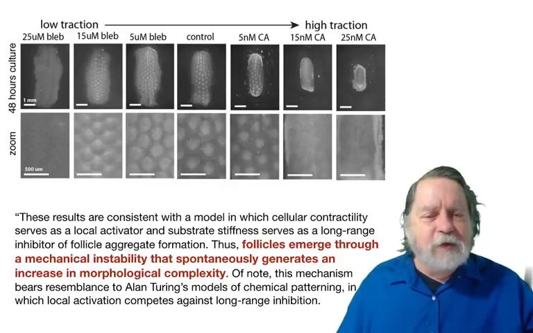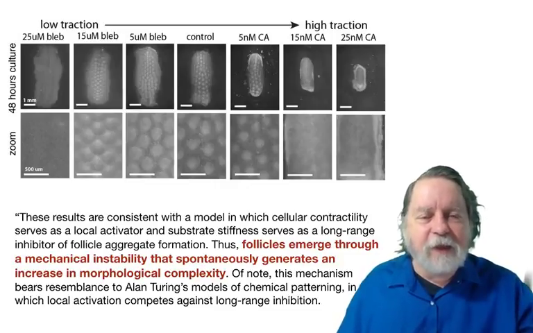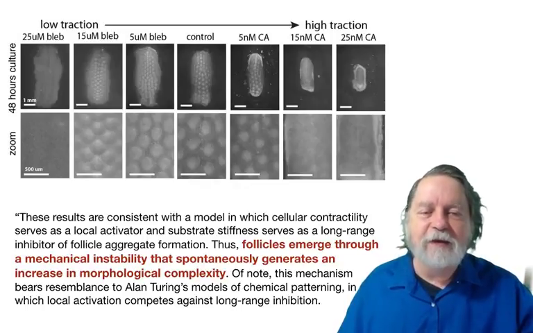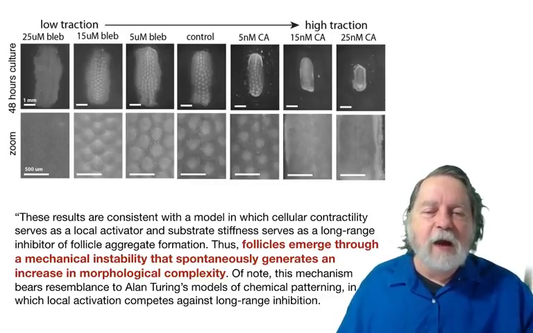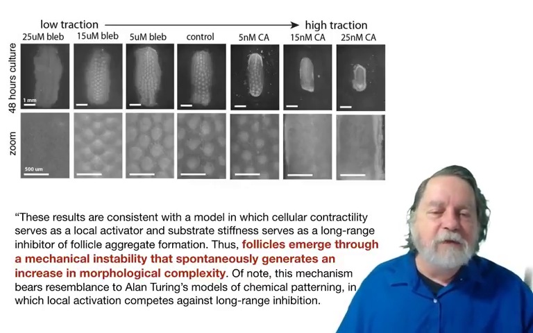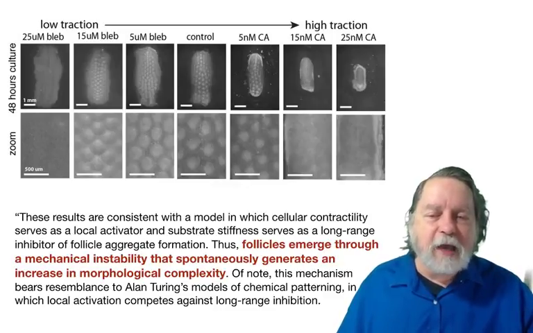I wish there were a few intelligent design creationists who could get this, but yeah, you can get increases in complexity that are not guided by an intelligence. It's a response to the environment. So my little light bulb moment that came on earlier, that's because of that next line. Of note, this mechanism bears resemblance to Alan Turing's models of chemical patterning in which a local activation competes against long-range inhibition, which is also really cool.